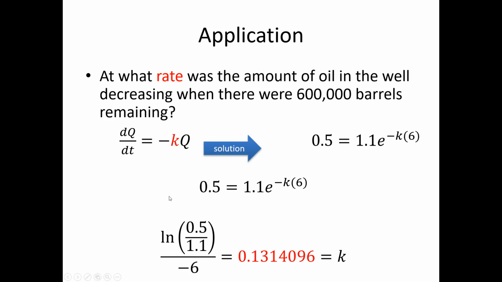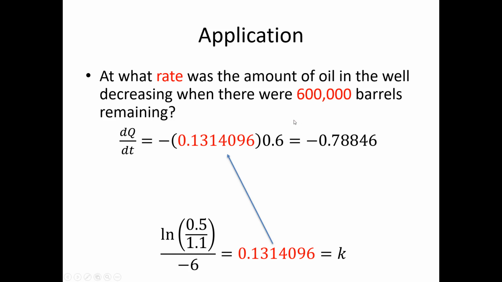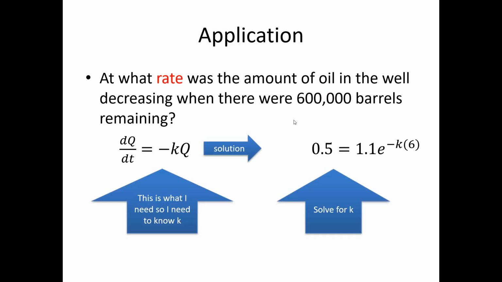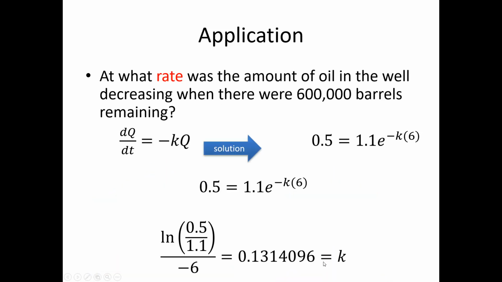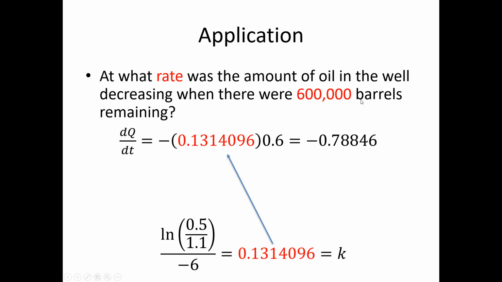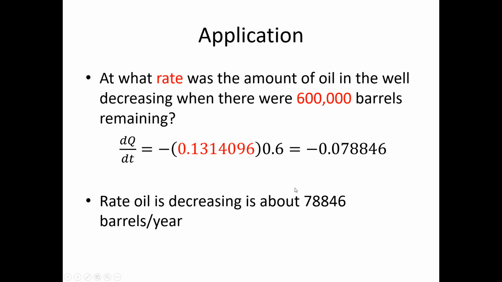Once you have your value of k, you can plug this in here for the rate and then times 0.6. Notice that this was given in millions of barrels. If we're at 1.1, 500,000 is why we're using 0.5, and the same thing with 600,000 using 0.6. So this is saying the rate of oil is decreasing at about 78,846 barrels per year, decreasing of course because of the negative sign.